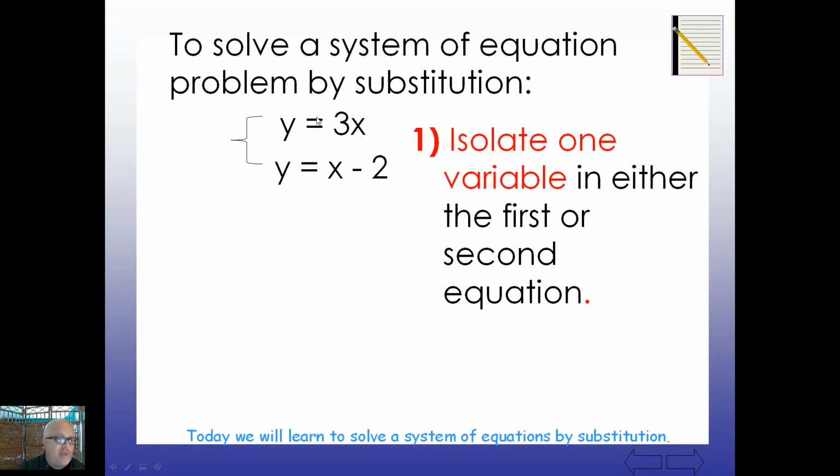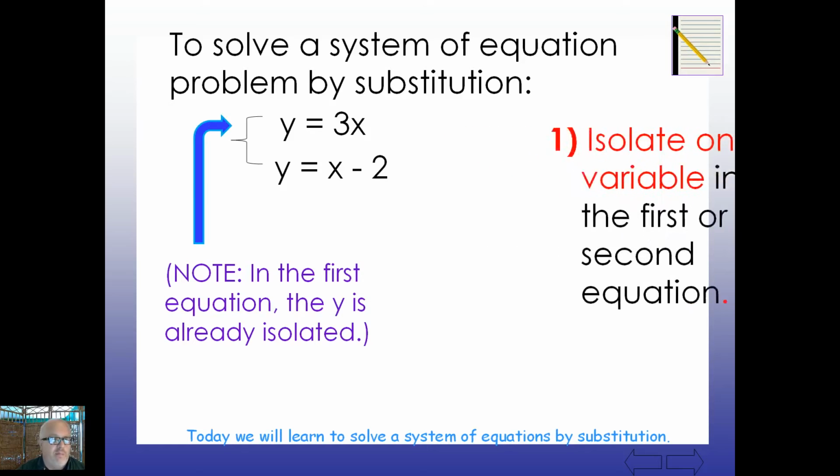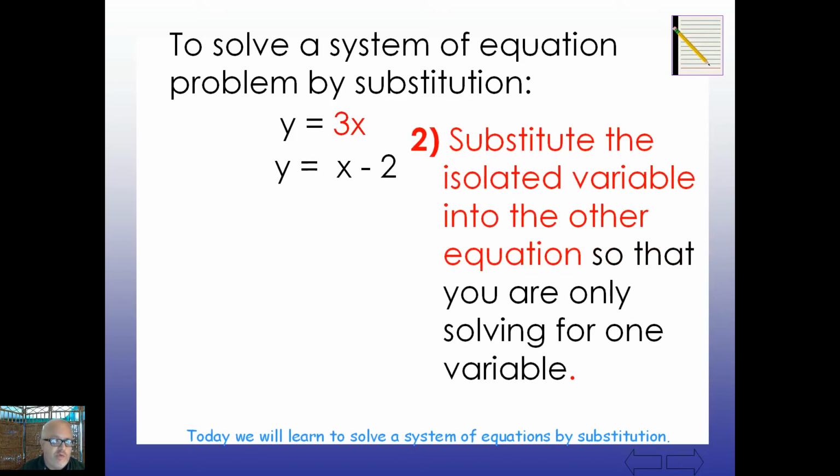It's the same thing as having, let's say, a dollar bill in one hand and 4 quarters in the other. You can switch hands and you have the same amount. It's just two different images of the same value. So in the first equation here, y is already isolated. Now, step two: substitute the isolated variable into the other equation so that you're only solving for one variable.